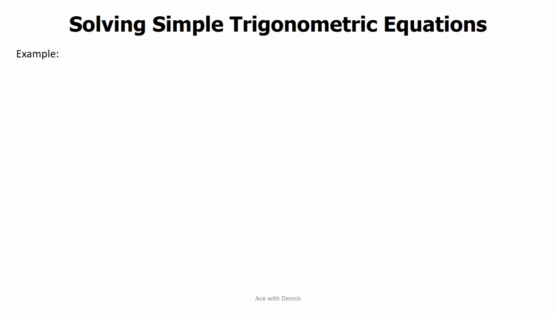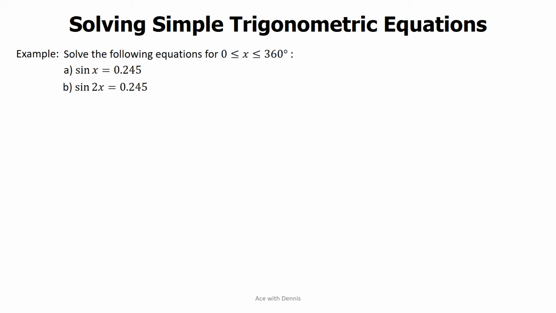Now, let's look at this example about solving simple trigonometric equations. Solve the following equations for the range of x from 0 to 360 degrees. A. Sine x equals 0.245. B. Sine 2x equals 0.245. C. Sine (2x plus 35 degrees) equals -0.245. D. Sine (2x minus 35 degrees) equals -0.245.